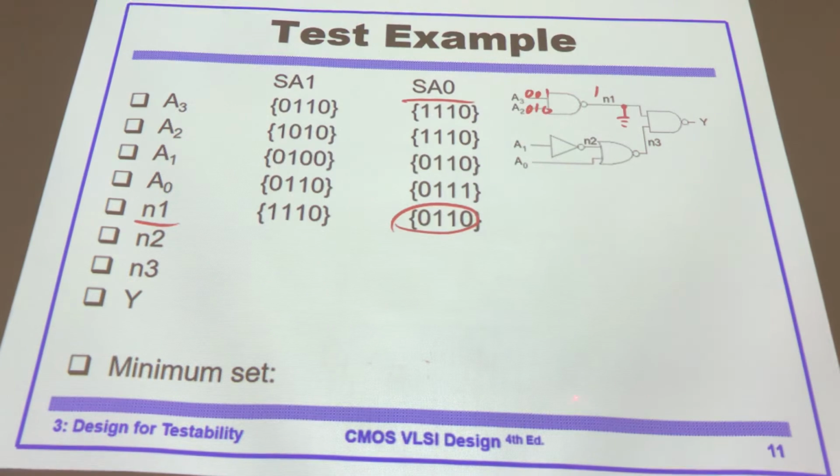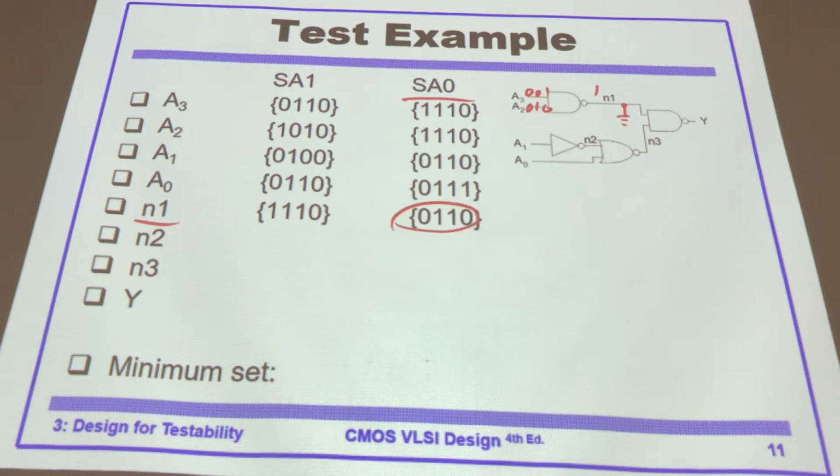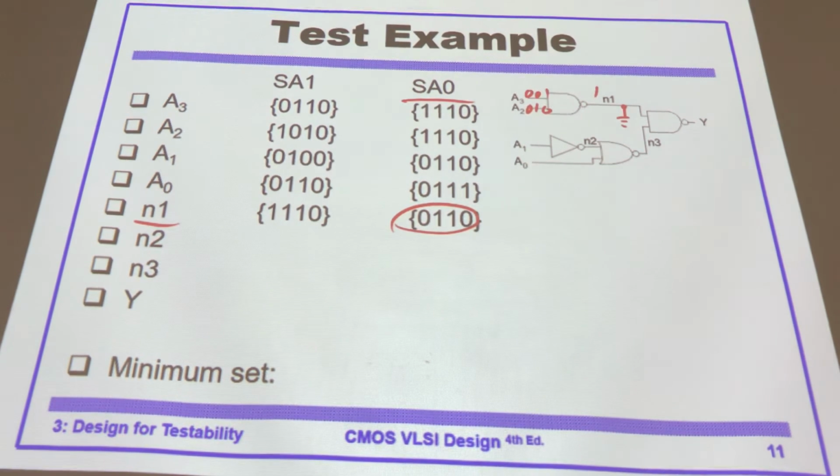The question is, how do you know we need these 6 patterns for the minimum set? The answer is that for each case, we first find all the possible test patterns that can test that specific fault. So for each case, there could be more than one. Finally, we try to pick the minimum set that can cover all the cases. The minimum set will give you the minimum testing time. That is another kind of algorithm problem that we are not going to cover in this class.